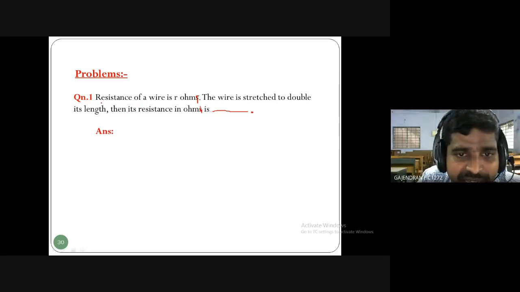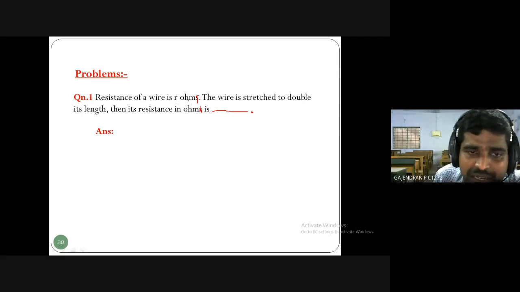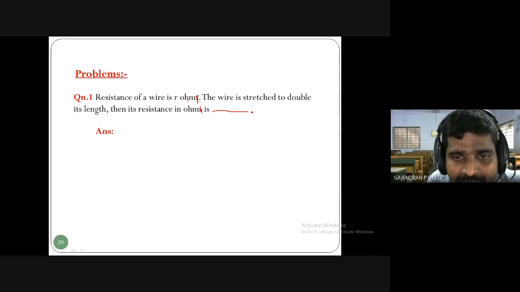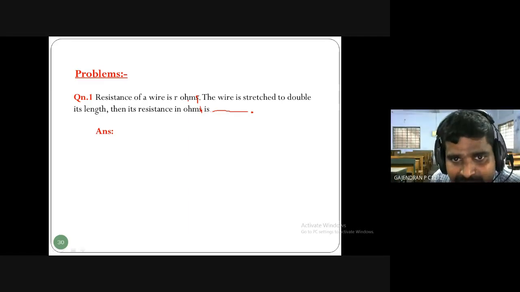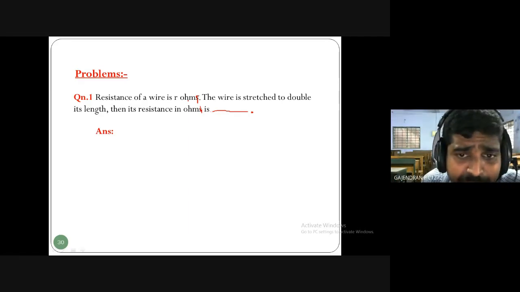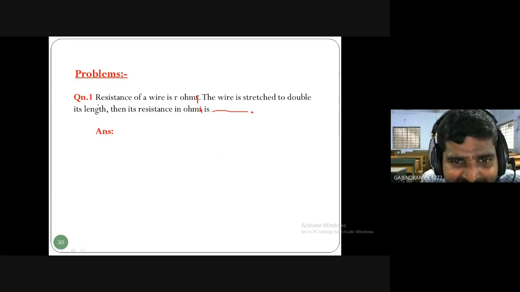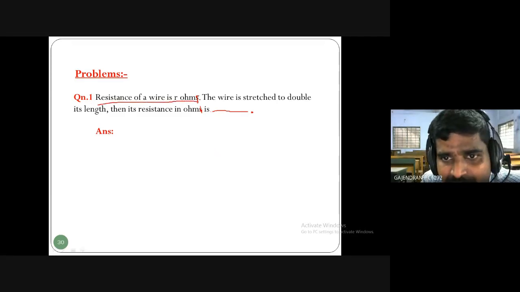Okay, let me read. Resistance of a wire is R ohm. These kind of questions are called descriptive type questions. So whenever you find a descriptive question, why can't we draw the image? What diagram can we draw for this? Someone tell me. It says the resistance of the wire is R ohm.